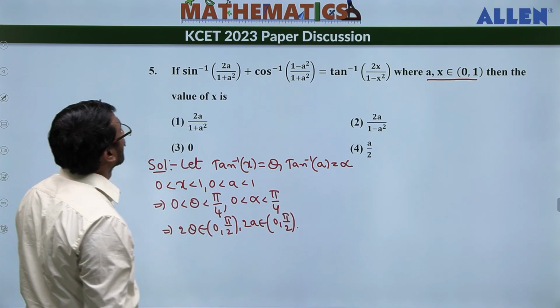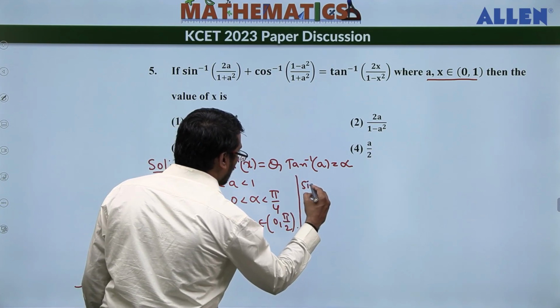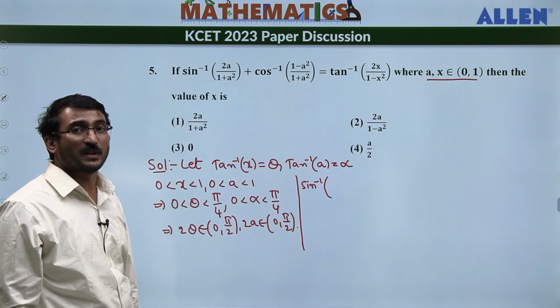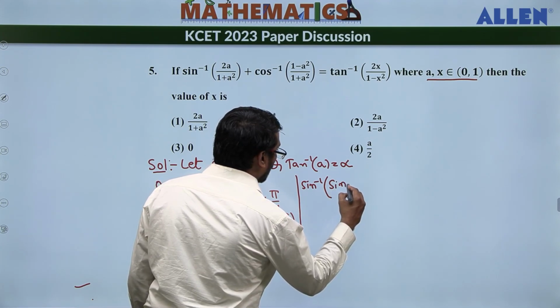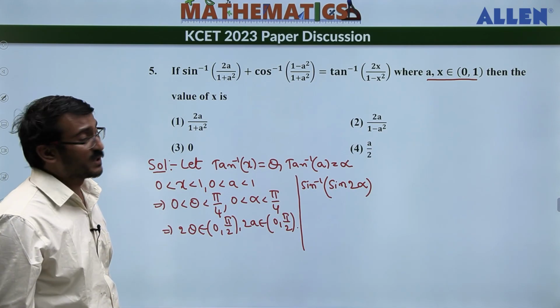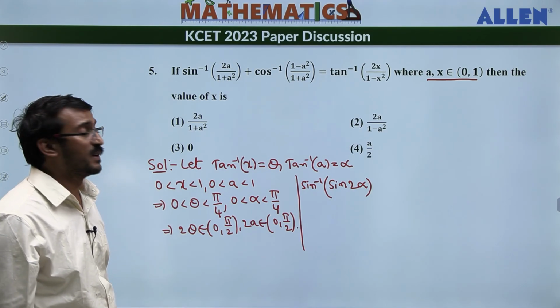Now what is the left hand side? Sine inverse of 2 sin theta by 1 plus sin square theta is sin 2 theta. So cos inverse of 1 minus tan square alpha by 1 plus tan square alpha is cos 2 alpha.